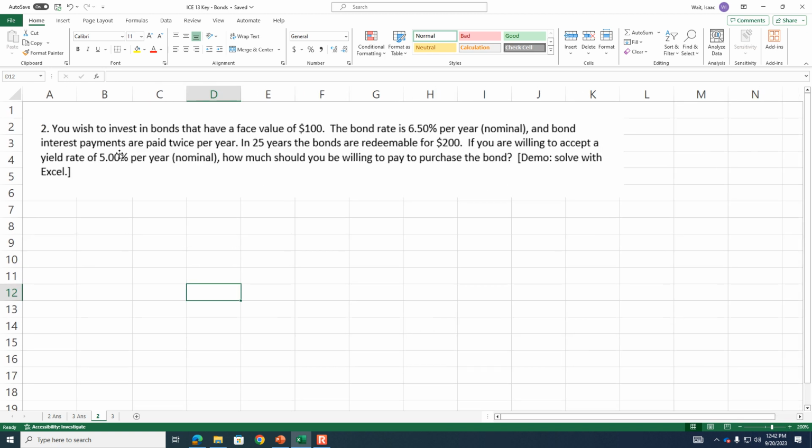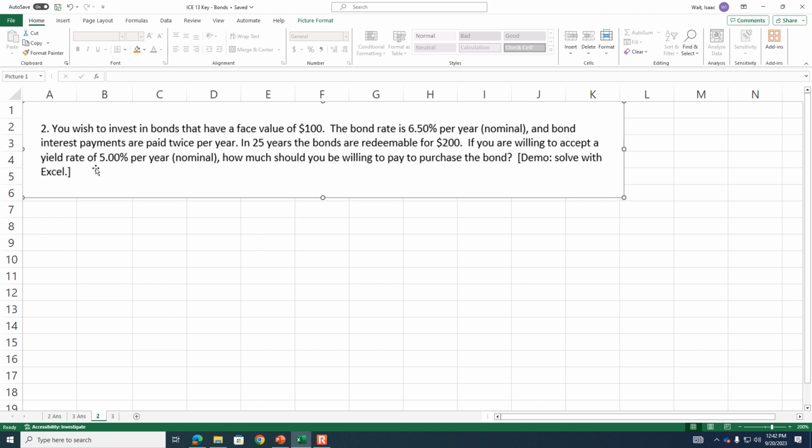You wish to invest in bonds that have a face value of 100. The bond rate is 6.5% per year, and that's the nominal rate. That doesn't take into account compounding. The bond interest payments are twice per year. In 25 years, the bonds are redeemable for $200. If you're willing to accept a yield rate of 5% per year, then how much should you be willing to pay to purchase the bond?